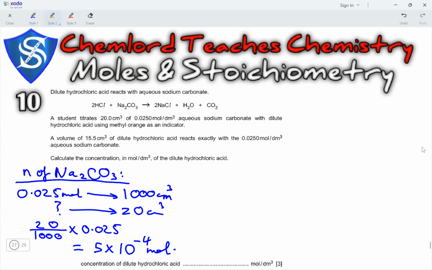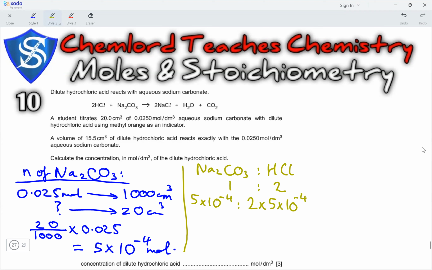The next thing we need to do is use the given equation to calculate the ratio of the reaction between sodium carbonate and HCl. So according to the equation, 1 mole of sodium carbonate reacts with 2 moles of HCl. So the number of moles of sodium carbonate present is 5 into 10 to the power of minus 4, which gives us the number of moles of HCl as 2 into 5 into 10 to the power of minus 4, which gives us a value of 1 into 10 to the power of minus 3 moles of HCl. So what we calculated here are the number of moles of HCl.